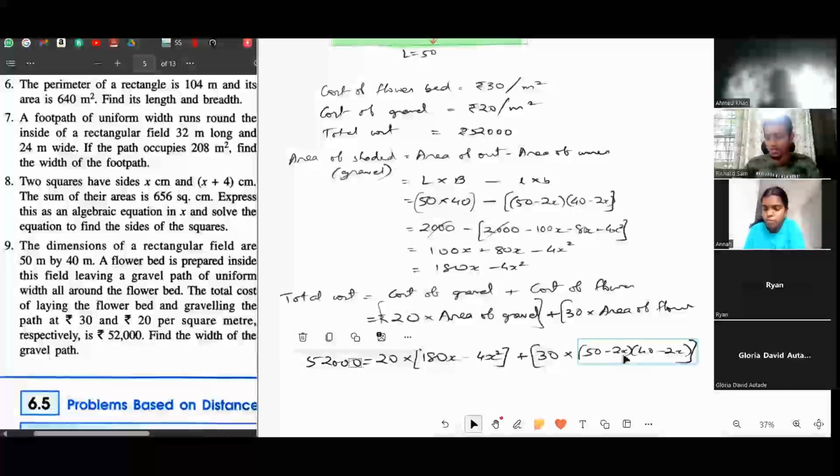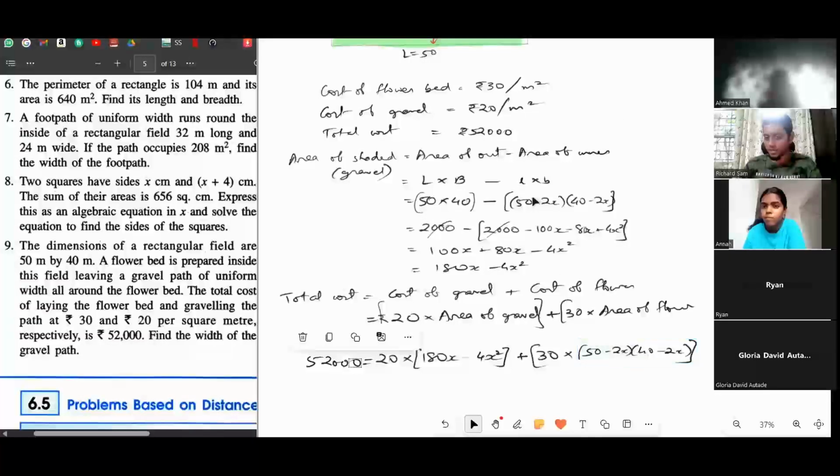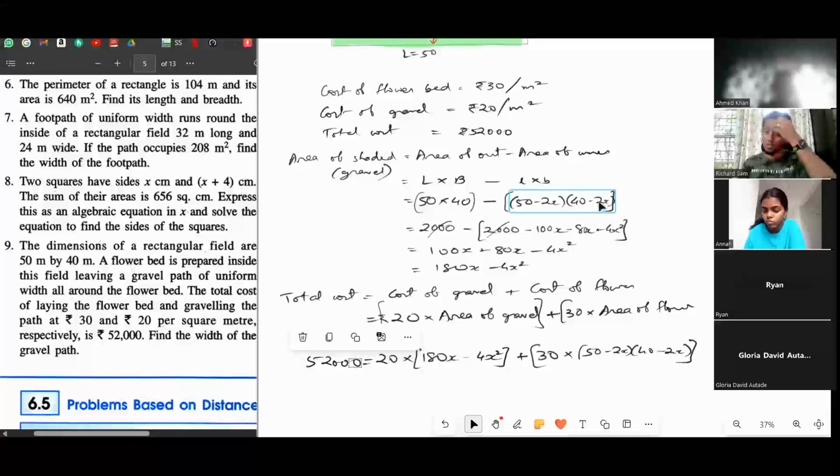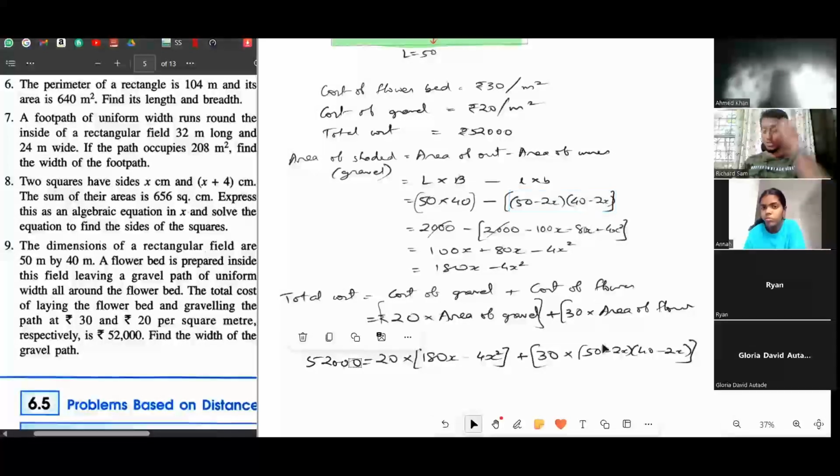Now look at this 50 minus 2x into 40 minus 2x. We have already solved this section. It will be 2000 minus 180x plus 4x square. That is the value for 50 minus 2x into 40 minus 2x. As you can see, it's a long sum.